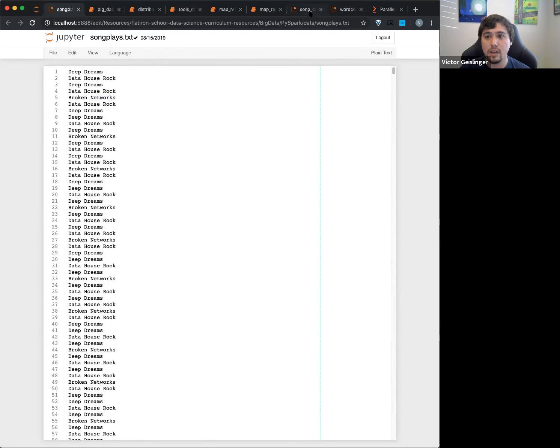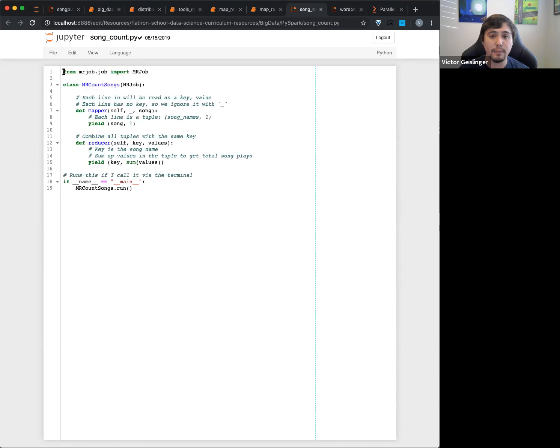So the code here, I'm just using MR Job, and just know that you don't have to necessarily use it. A similar thing would happen if you use PySpark, but I'm showing this because it's more the MapReduce side of this. We have 2 parts, which are the mapper and the reducer. Each line will be read in. The mapper takes in each line and transforms it into a tuple, a key value pair. It takes in this line right here and outputs a song name and the number 1. That's all it's doing.